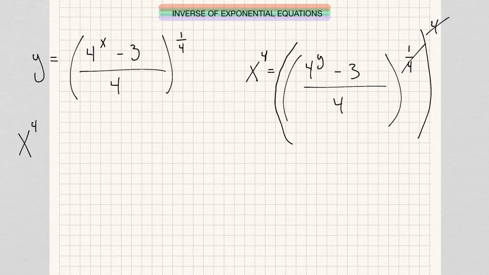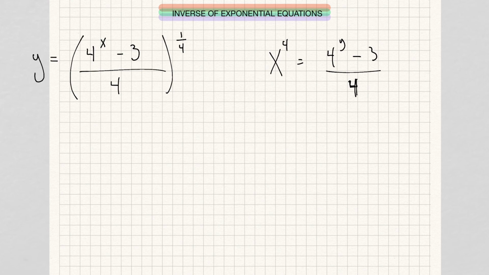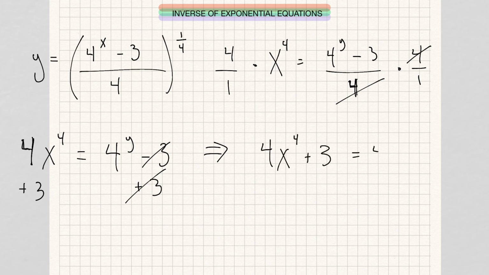We have x raised to the 4th power equals 4 raised to the y power minus 3 over 4. Okay, this is what we have here. Now what we want to do is multiply 4 to both sides. That gets it across the equal sign there, right? If I multiply this side by 4 over 1, I multiply this side by 4 over 1. Those cancel out, so now I have 4 times x raised to the 4th power equals 4 raised to the y power minus 3. All right, now I'm going to add 3 to both sides. What it does, cancels out on this side. So now we have 4x to the 4th power plus 3 equals 4 raised to the y power.